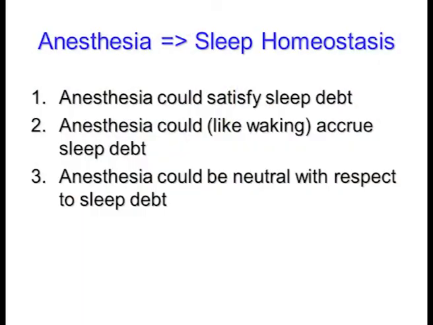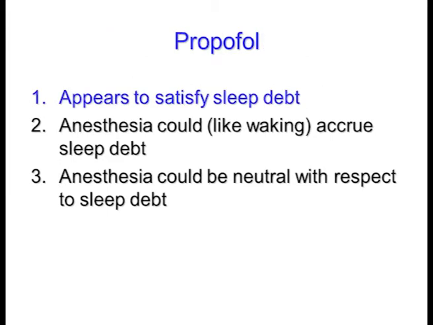So this is even more surprising because I've shown you that a general anesthetic can kind of look like slow wave sleep, but there's really nothing in a general anesthetic that looks like REM sleep. REM sleep on an EEG looks like a waking brain, which is why it used to be referred to as paradoxical sleep, because the cortex is active and yet you're even more disconnected from what's going on in the environment. So to answer the question of the relationship of anesthesia and sleep homeostasis, propofol seems to fit into the first category. That is, it appears to satisfy sleep debt, both non-REM and REM sleep.